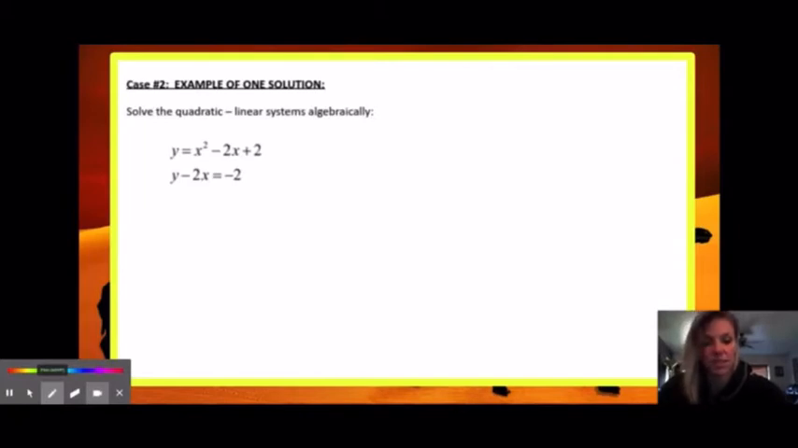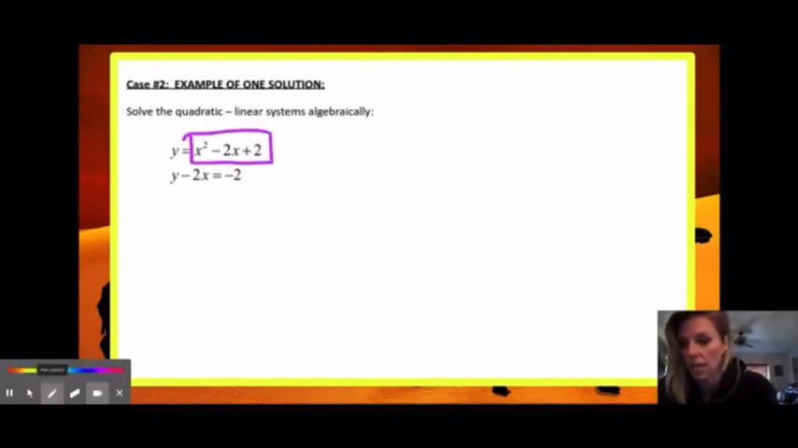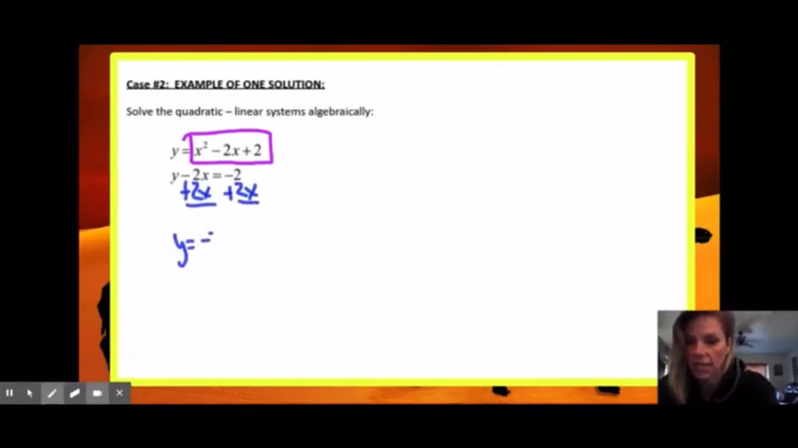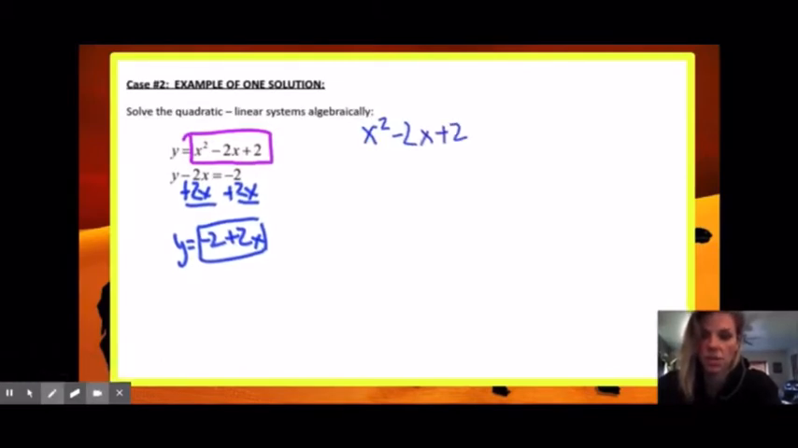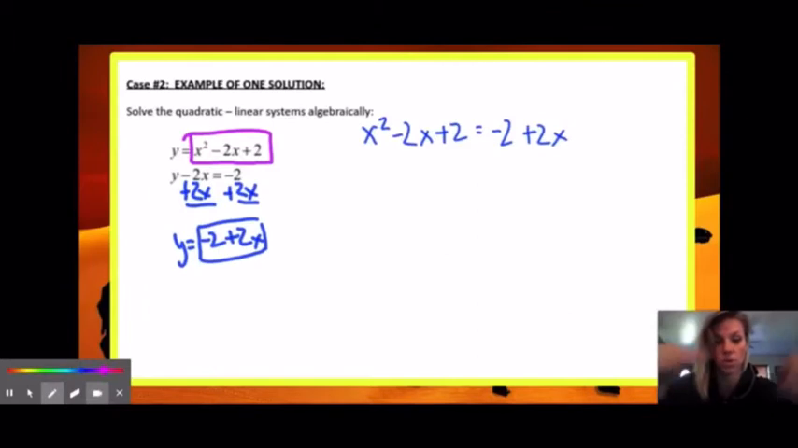To solve the quadratic linear system algebraically, again, step 1, you're going to solve both equations for y. Well, the parabola is already done for you. It says y equals. The line, I have to get y alone, so I'm going to add 2x. That leaves me with y equals negative 2 plus 2x. Again, I'm going to take whatever is after my equal sign and set those pieces equal to each other. So x squared minus 2x plus 2 equals negative 2 plus 2x. Again, I'm going to combine like terms, and I move everything towards the x squared to keep that x squared positive, and I'm going to set it equal to 0. I'm either going to factor it or I'll use the quadratic formula, I think, in a case like this.